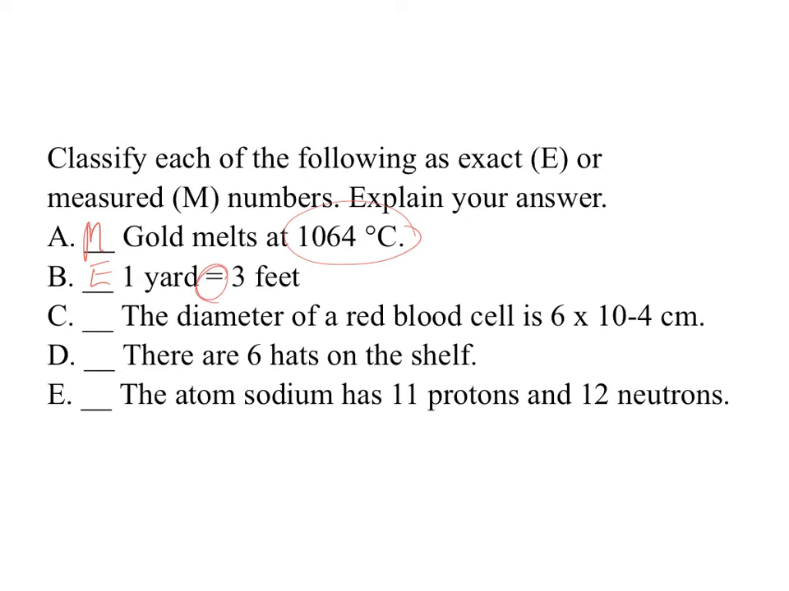The diameter of a red blood cell is 6 times 10 to the minus 4 centimeters. Well, you'd have to measure that. There are 6 hats on a shelf. You would get that through counting. You'd count 6 hats sitting up there on the shelf. That's an exact number. And the atom sodium has 11 protons and 12 neutrons. Ooh. Well, protons and neutrons are way too tiny to count, but it is based on counting. So we'd call that an exact number.